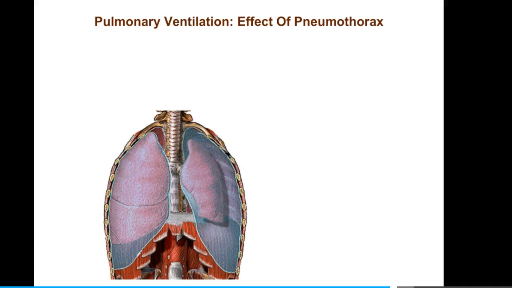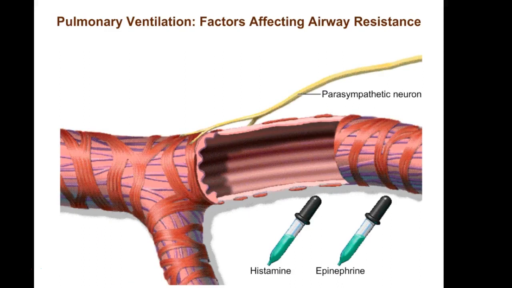Each lung is surrounded by its own pleural cavity and pleural membranes. Therefore, changes in the intrapleural pressure of one lung do not affect the other lung. Several factors change airway resistance by affecting the diameter of the airways. They do this by contracting or relaxing the smooth muscle in the airway walls, especially the bronchioles. Let's see how these factors affect airflow.